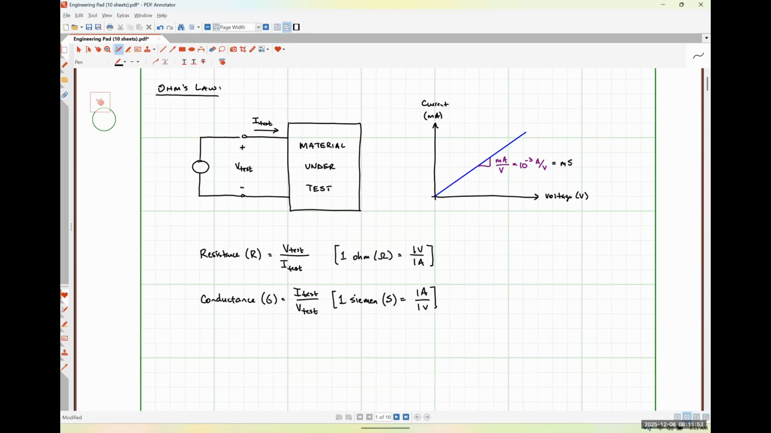Now, it should be fairly obvious that since resistance is simply the ratio of voltage over current, and conductance is the ratio of current over voltage, that these guys are reciprocals of each other. So I can say that my resistance is equal to 1 over my conductance, or I can say that my conductance is simply 1 over my resistance.